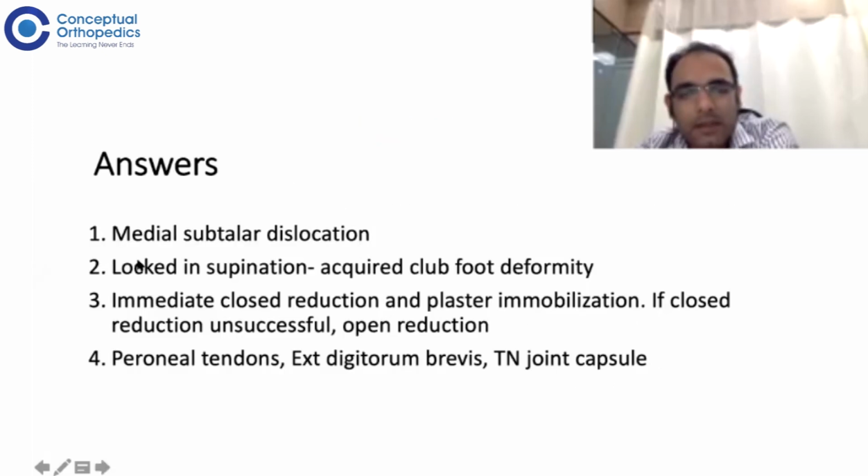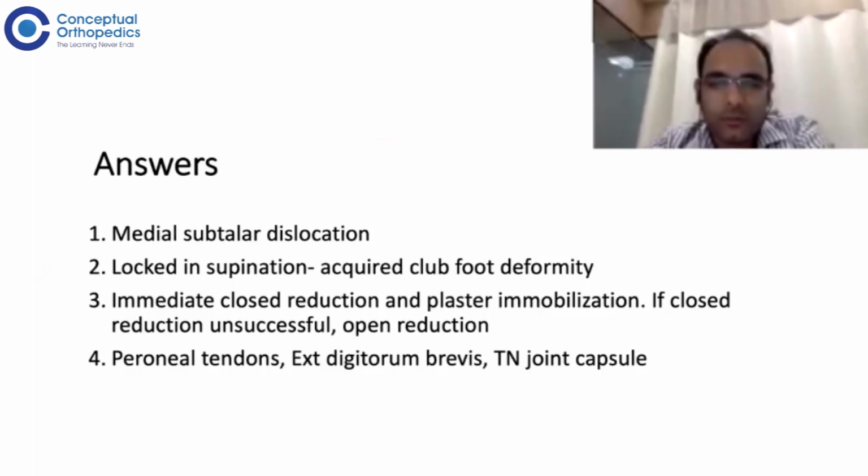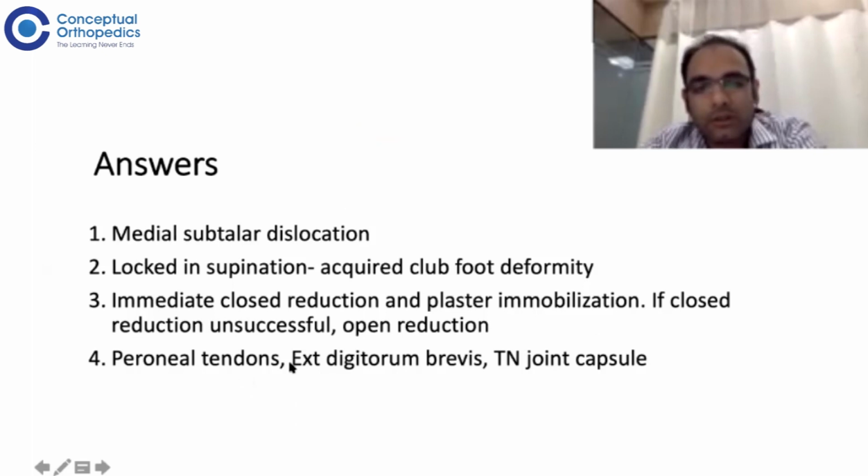So this is a medial subtalar dislocation. The foot is locked in supination, which is an acquired clubfoot deformity. The treatment at this point would be an immediate closed reduction and plaster immobilization. However, if the closed reduction is unsuccessful, you would proceed with an open reduction. The structures hindering the reduction of this dislocation, the most important is the extensor digitorum brevis, but also the peroneal tendons and the talonavicular joint capsule.